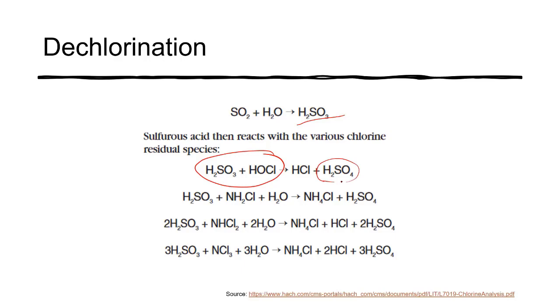You can also get reactions with the chloramines, and essentially you again produce sulfuric acid and you produce a chloramine. It's basically NH4 with a chlorine. Okay. So we can form a number of compounds.